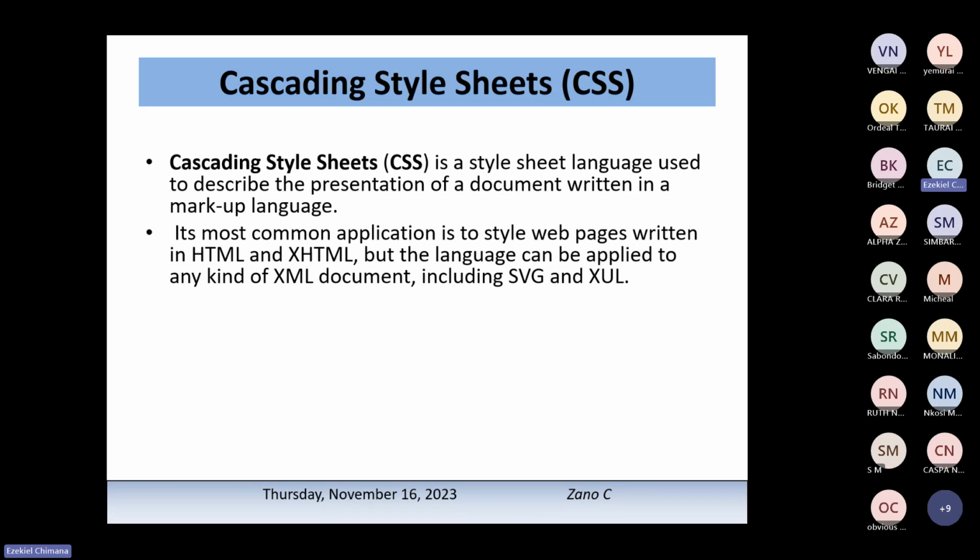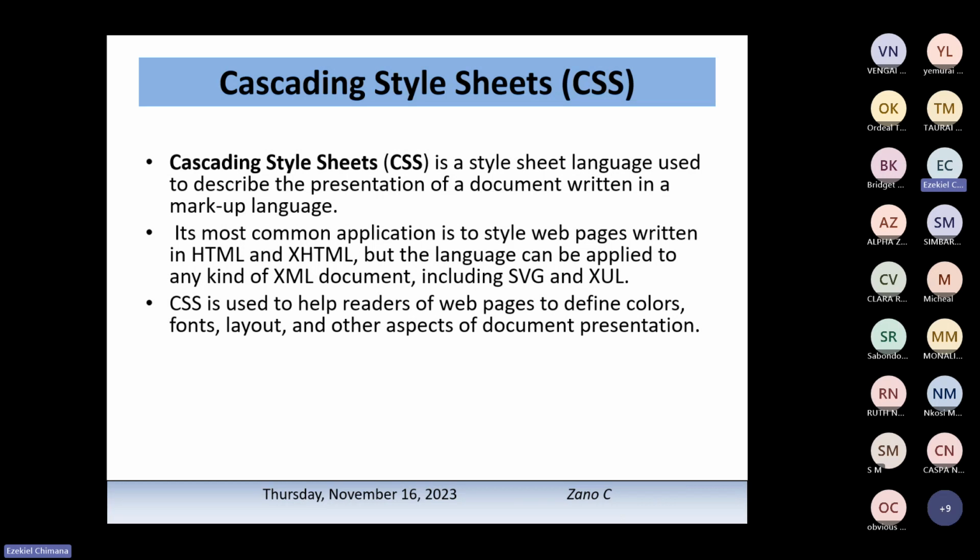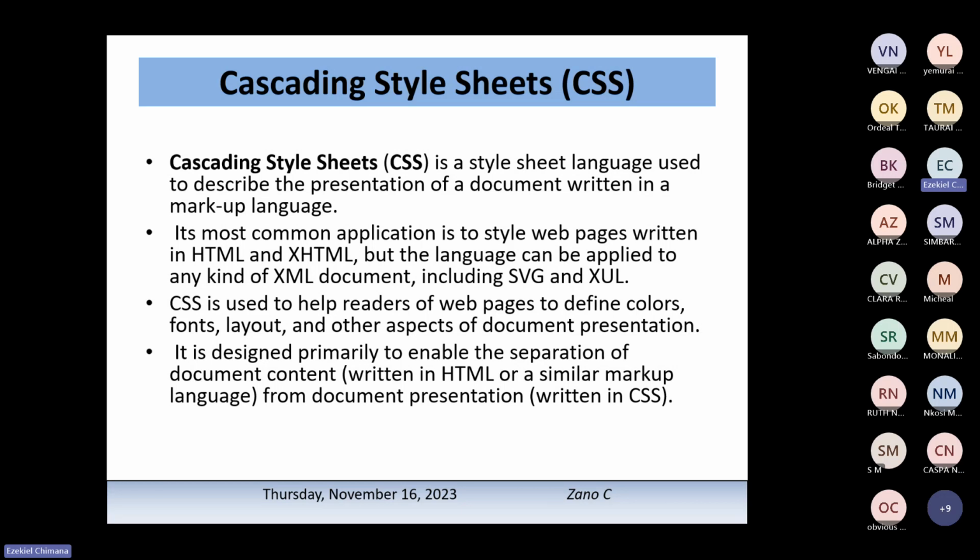So the most common application is to style web pages written in HTML or XHTML, but the language can be applied to any kind of XML document, including SVG and XUL. CSS is used to help readers of web pages to define colors, fonts, layout, and other aspects of document presentation. So it is designed primarily to enable the separation of document content, written in HTML or a similar markup language, from document presentation, which is written in what?